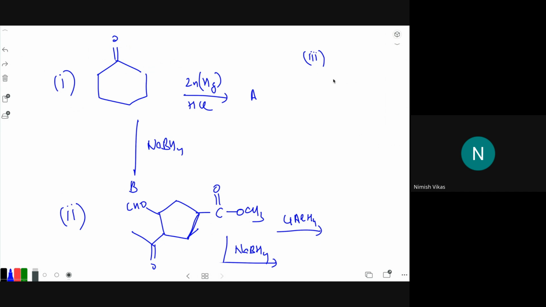Imagine this is there. And you put NH2NH2, OH negative. This is called what? Wolff-Kishner. KOH we put, right? So this is Clemmensen, the first one. This is called Wolff-Kishner. And imagine over here, Cl is there. Okay.